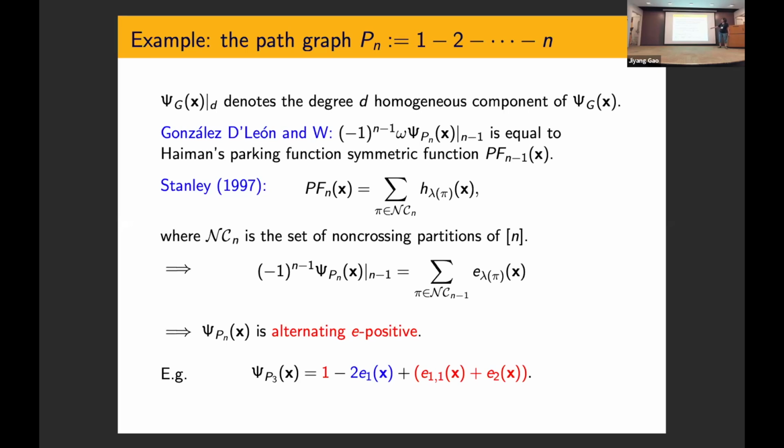So the top degree piece of this symmetric function multiplied by a sign is e-positive. And so we're going to say this is alternating positive. So for the path, it follows from Richard's result that it's alternating positive. Here's an example again.